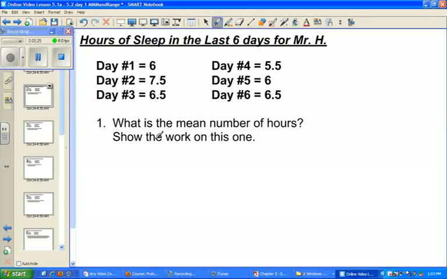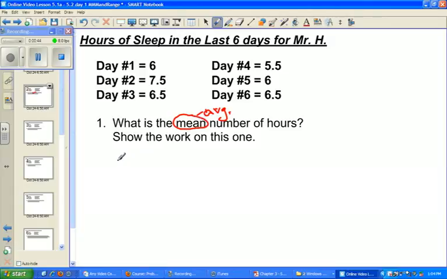So what is the mean number of hours? If you remember correctly, mean means average. You want to make sure you understand what the word mean means. That is referring to average. Okay, mean is average. So to calculate the average, we need to add all of our numbers.